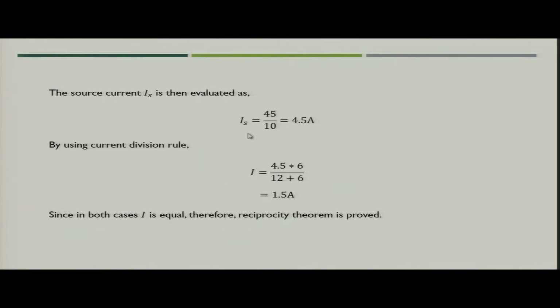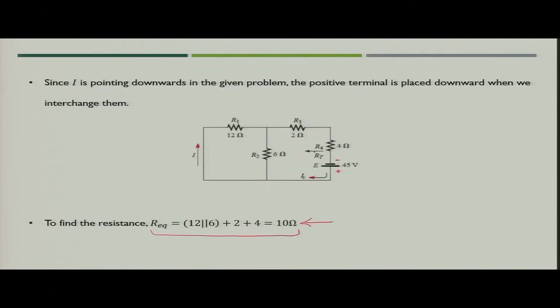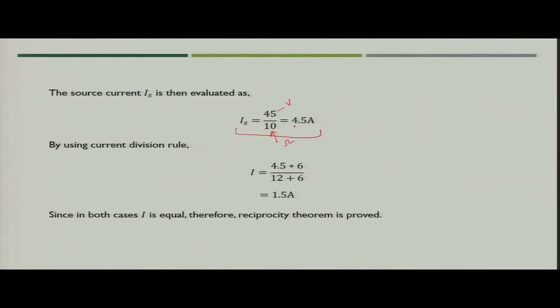Now, in this case, what value of Is, that is source current you have got, 45 is the value of voltage source, and the resistance seen by the source from this side, that is equivalent resistance of the circuit. So, when you calculate the value of source current, it will become 4.5 ampere.